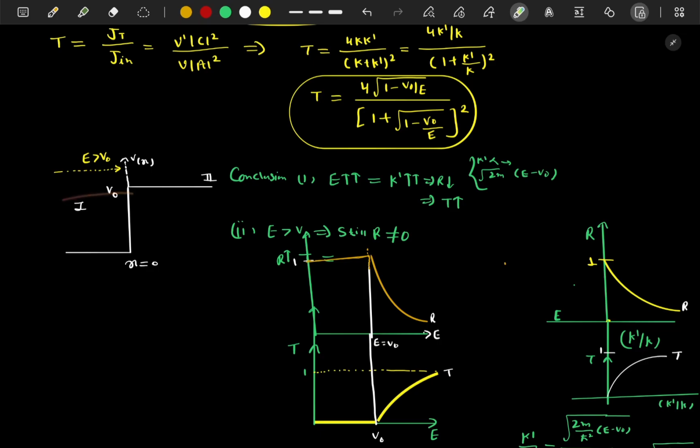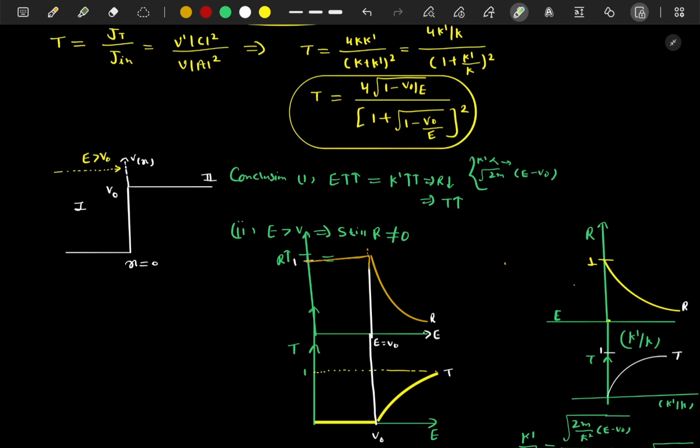So for E greater than V naught, what is the conclusion we are having? Whenever we are increasing E, k will also increase, the reflection coefficient will decrease and the transmission coefficient will increase. This dependency should also be remembered. It may be asked in an examination that for a step potential, if E is greater than V naught and we are increasing E, then what will be the effect on the reflection coefficient or transmission coefficient? When you are increasing E, k is increasing, so R will decrease and T will increase.